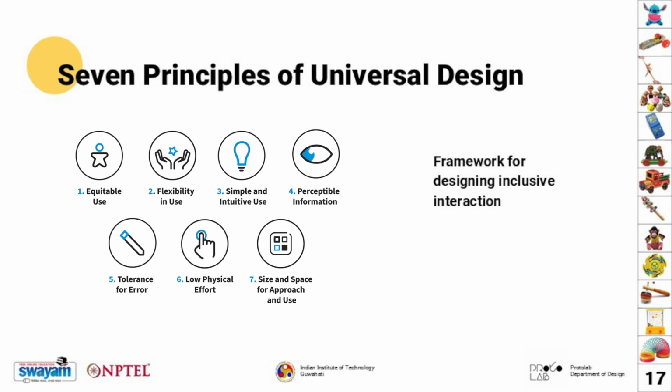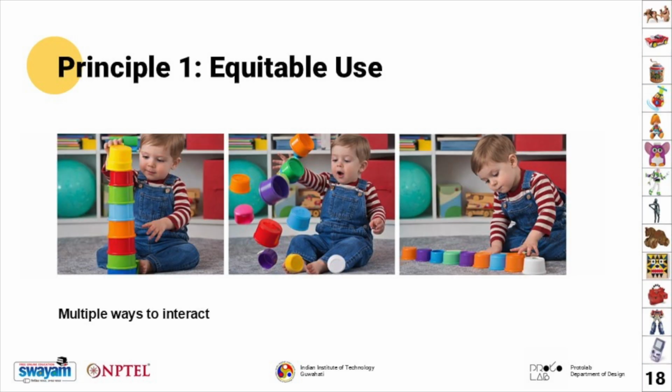We will look at each principle and translate it into toy interaction. Equitable use means that different users can participate in the same activity without feeling separated. It does not mean everyone performs identically or that the toy needs to be made easier. It means everyone can engage meaningfully.